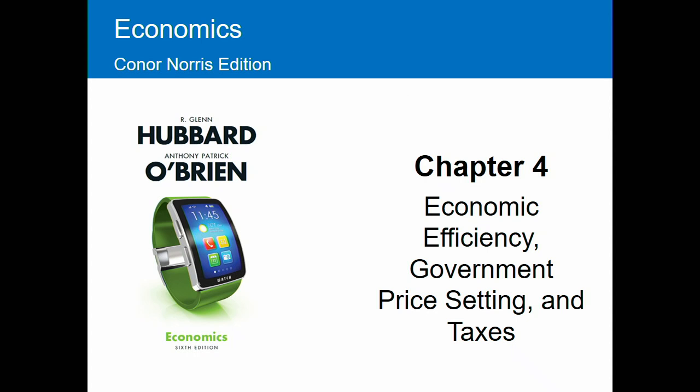So we're going to move into chapter 4 in this next section. We'll talk about economic efficiency, and then what happens when the government gets involved in the market. So government price setting, and then the effect of taxes, how taxes affect economic equilibrium.